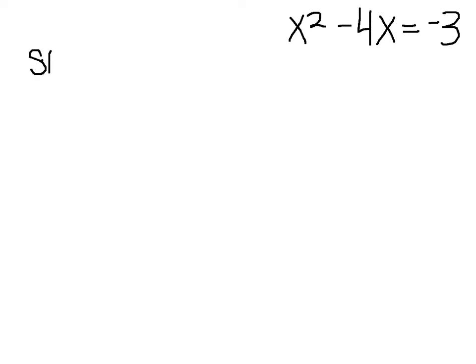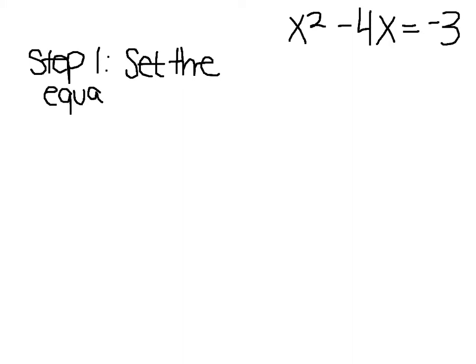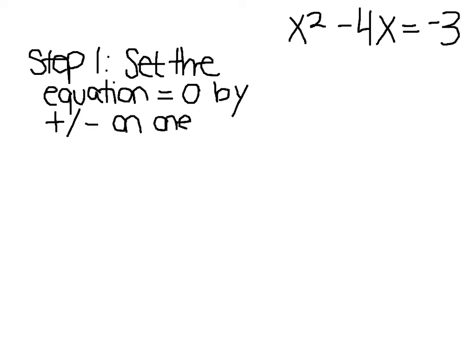All right, step 1. I want you to set the equation equal to 0 by adding or subtracting on one side. What this means is that we want this entire equation to actually equal 0, not negative 3. So we're going to bring everything to one side in order to get that. It's easier to move one term instead of two, so I would get rid of this negative 3 rather than trying to move this stuff to the other side.